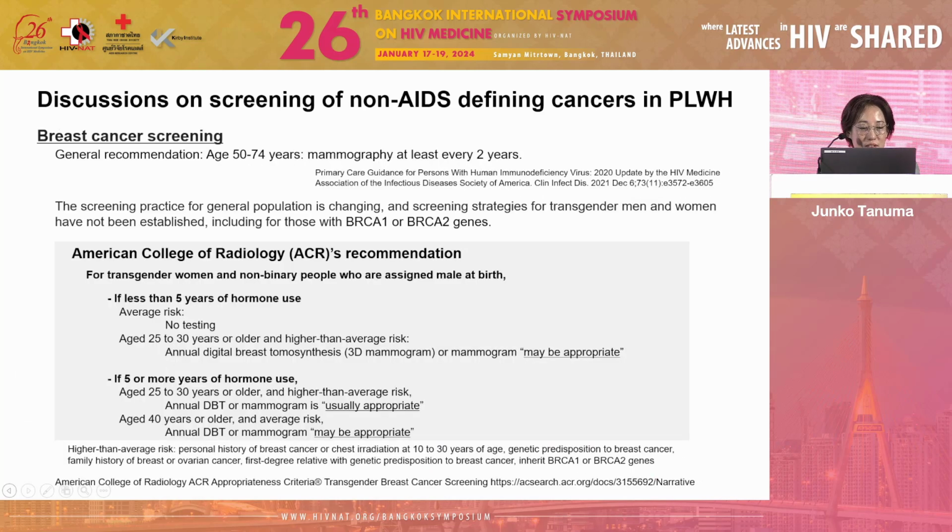Regarding breast cancer screening, the screening practice, even for the general population, is always changing. And the best screening modality for transgender men and women has not been well established yet, including for those who inherited a mutation in the genes called BRCA1 or BRCA2, who are at a very high risk of breast and ovarian cancers.